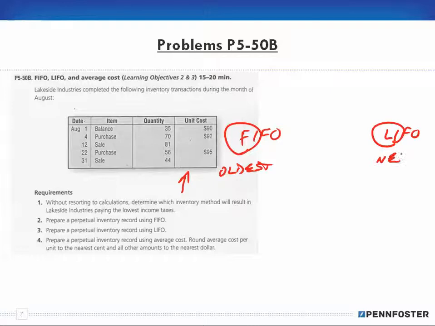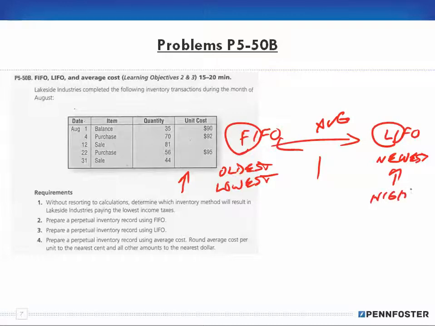All right, so LIFO, on the other hand, which is last in, first out, these are the newest, right? The most current, so they're going to be the highest prices. And average cost is an average in between the two. So if FIFO is the oldest, which is the lowest cost, and LIFO is the newest, which has the highest cost, if we're thinking in terms of paying income taxes, right?